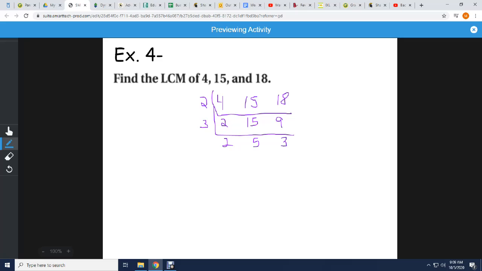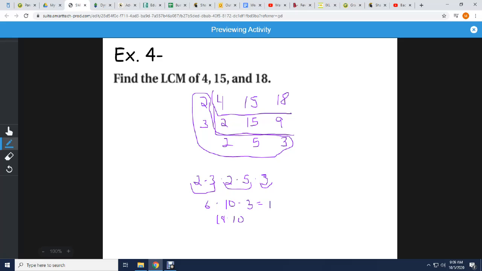And now, there's nothing that comes out of any of these. So now I know I'm done. And now I'm going to multiply this all together. Right? 2 times 3 times 2 times 5 times 3. Okay. So what I'm going to do, I'm just going to start chunking this. This is going to be 6 times 10, 2 times 5, right? Times 3. And then I'm going to do 6 times 3, get 18 times 10.